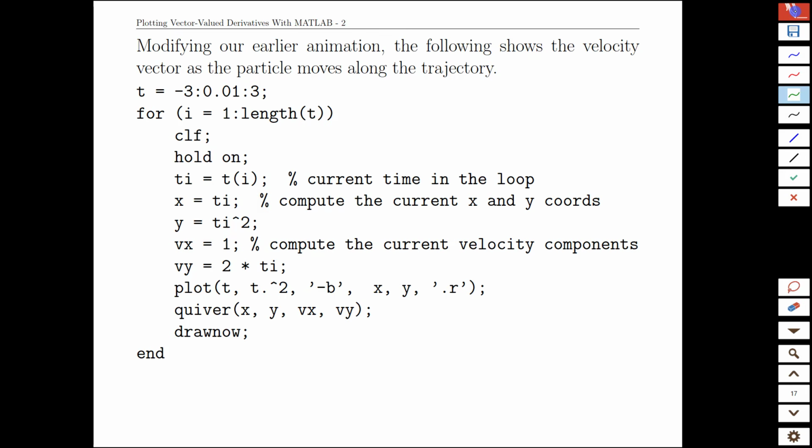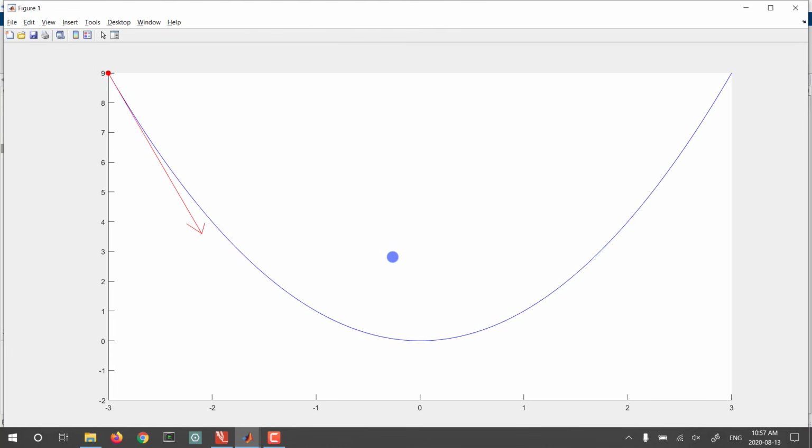If we then look back at our animation code, you can see some similarities here. We won't go into the details, but we can see that we're going to plot our curve and then do a quiver of the xy position for the roots and the vx and vy for the velocities. And you can see both of those calculated using t and t squared and the 1 and 2 times t from the by-hand calculus calculations. So let's see that played out here.